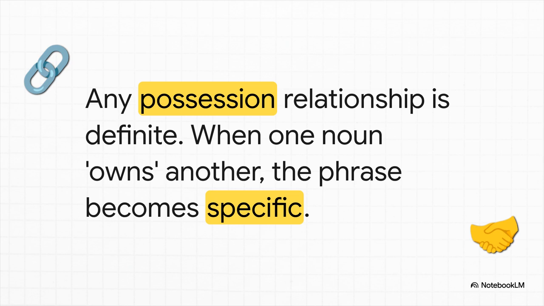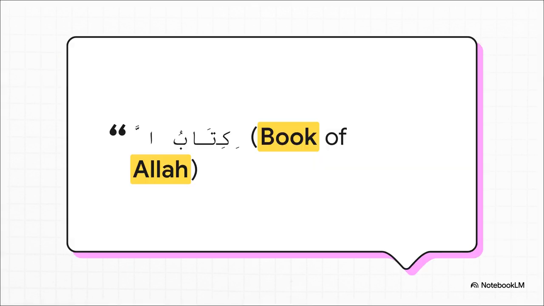It's all about possession. When you link two nouns together to show that one belongs to the other, that first noun automatically becomes definite. Take this amazing example, Kitab Allah. The word kitab means book. By itself, it could be any book. But because it's linked here to Allah, it's not just a book anymore, it is specifically the Book of Allah. And hey, look closely at that last letter in Allah. You see that little dash underneath it? That's the kasra we were talking about. Clue number 3, right there in action.